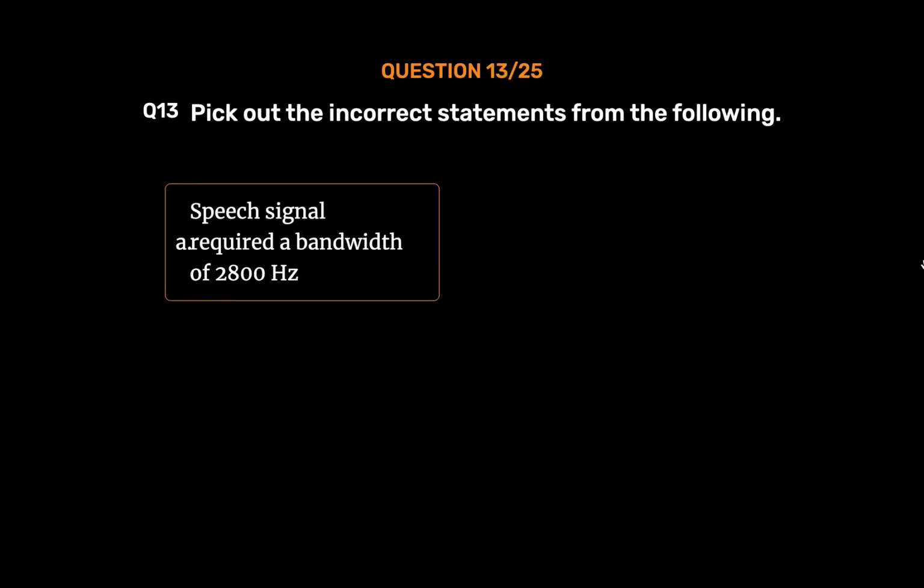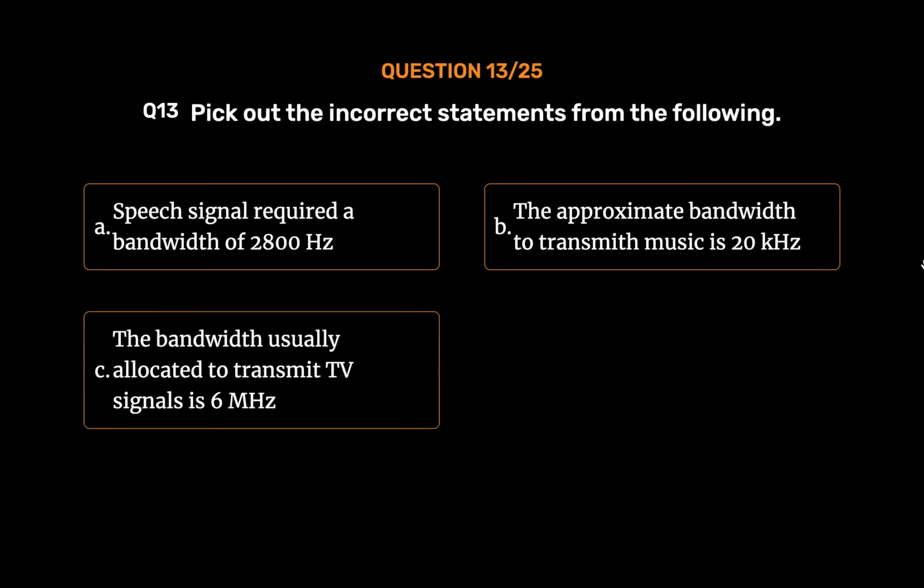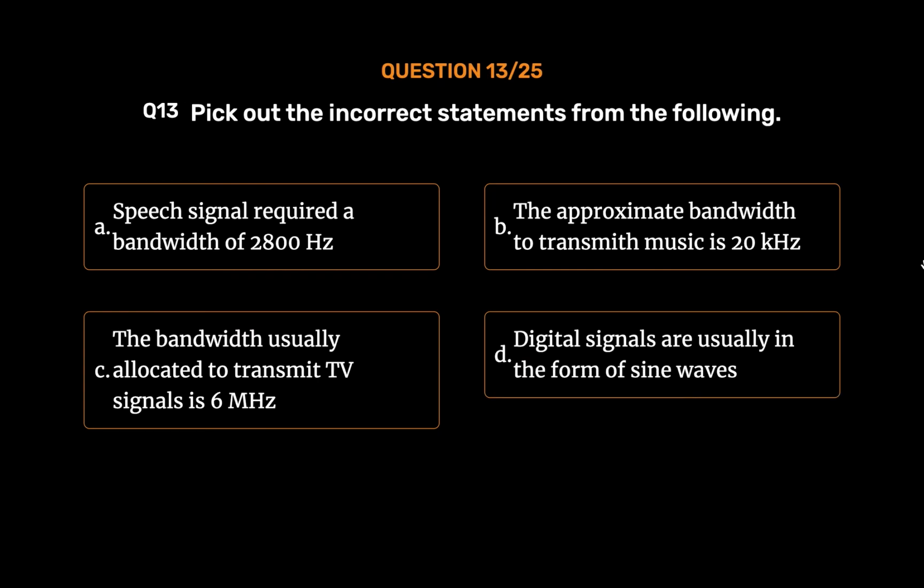Option A. Speech signal requires a bandwidth of 2800 Hz. Option B. The approximate bandwidth to transmit music is 20 kHz. Option C. The bandwidth usually allocated to transmit TV signals is 6 MHz. Option D. Digital signals are usually in the form of sine waves.